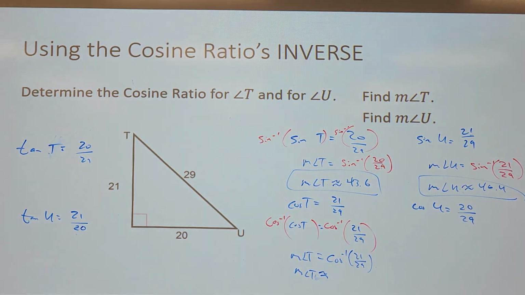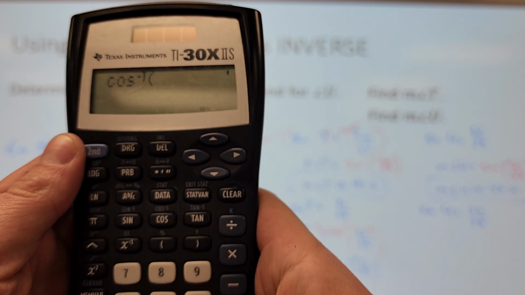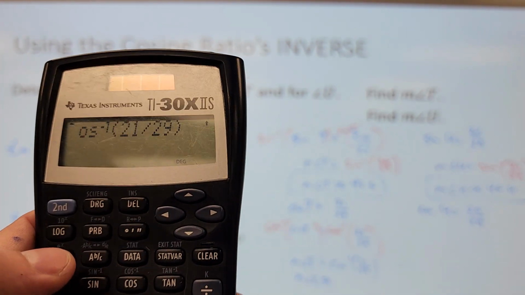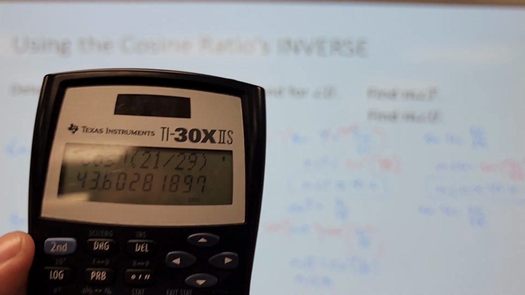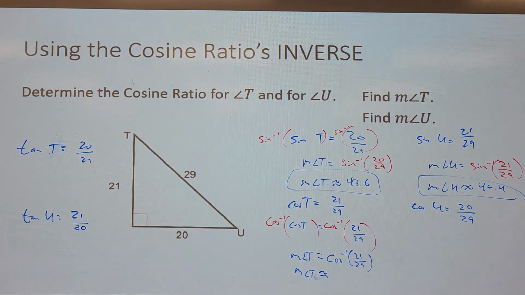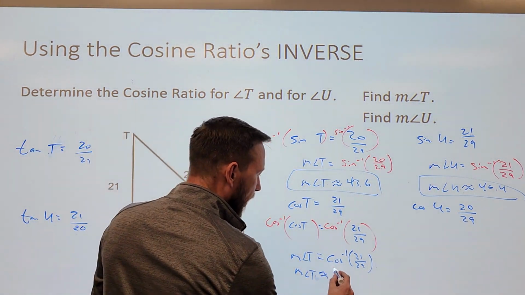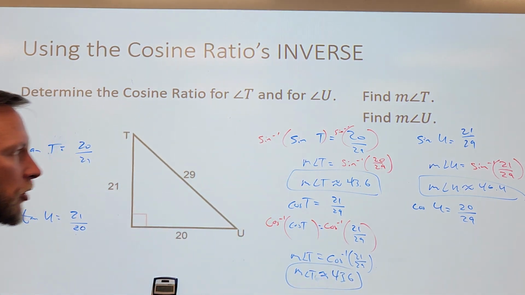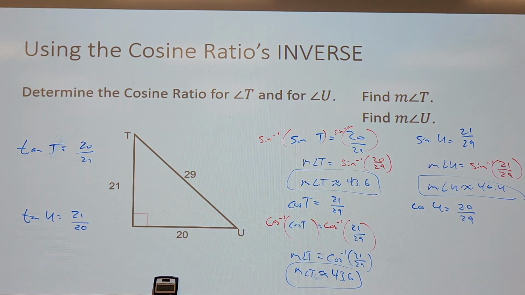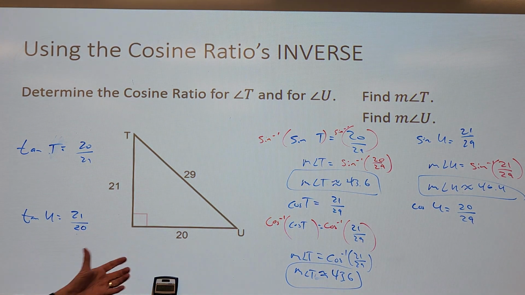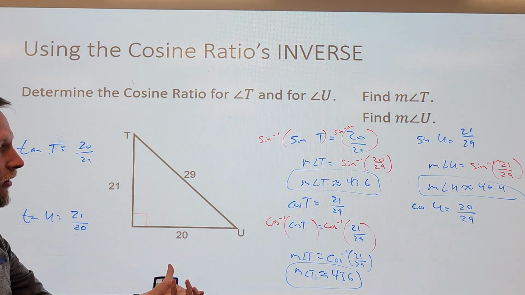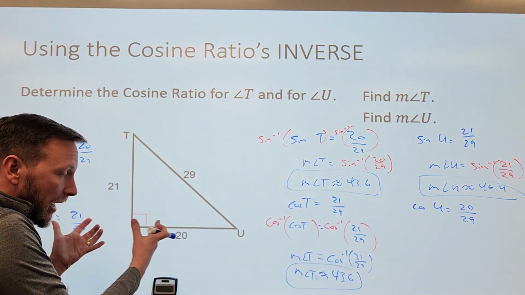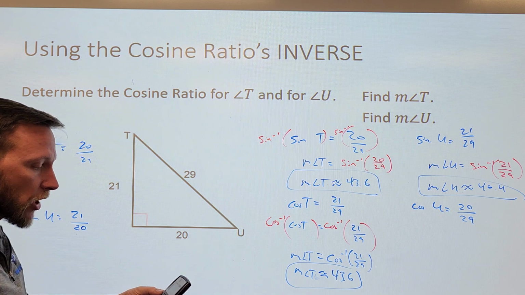When I take the inverse cosine of 21 divided by 29, it's going to give me 43.6. So we were right. We have the same answer as before. The answer didn't change because I'm using a different ratio. Just because I'm using sine versus cosine, it's not going to change my answer. But it does depend on whether or not I have those set up correctly. If I do the inverse cosine of the wrong fraction, then yeah, it's going to give me a different answer. So we want to make sure that we do a good job with that.